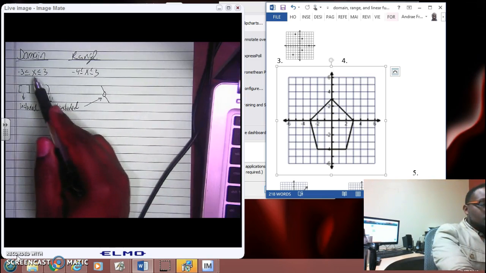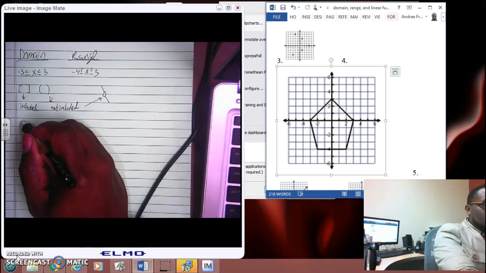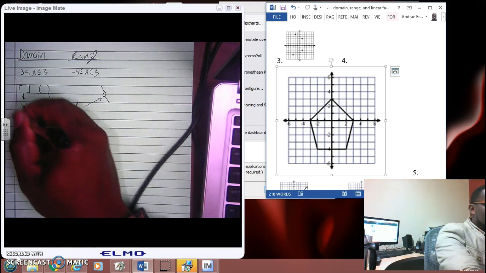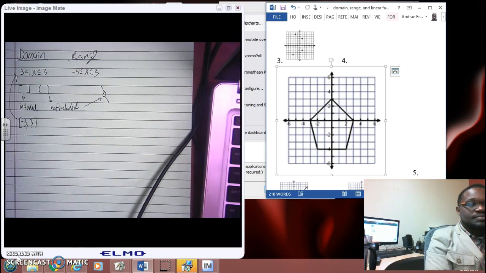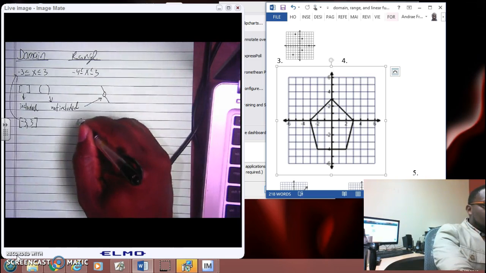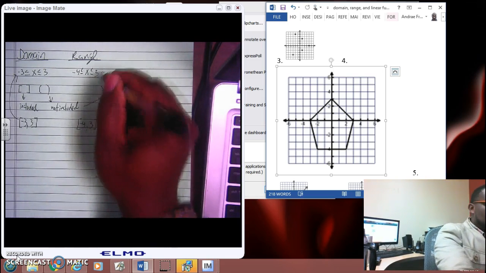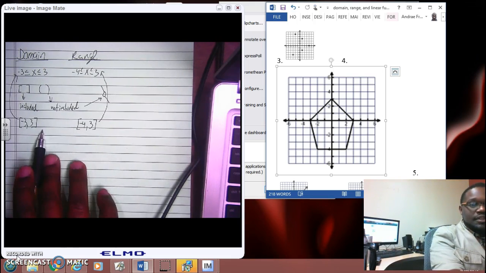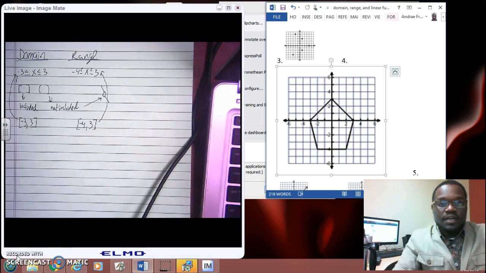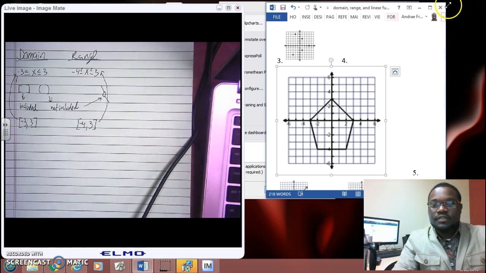And so another way to write the domain here would be [-3, 3] with the brackets. This and this mean exactly the same thing. Over here I can say [-4, 3], and those mean the same thing. Yes, this is what I'll accept here. This is the inequality way of writing the domain. Alright, let's go back.